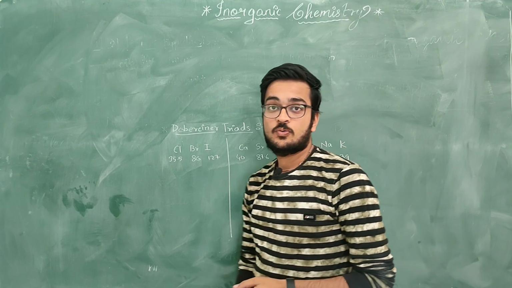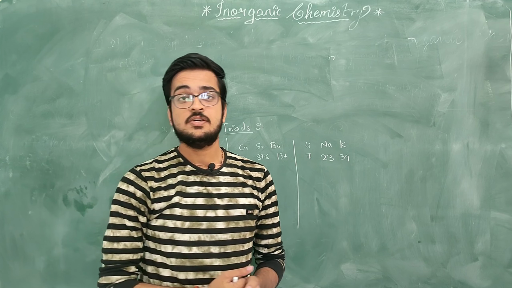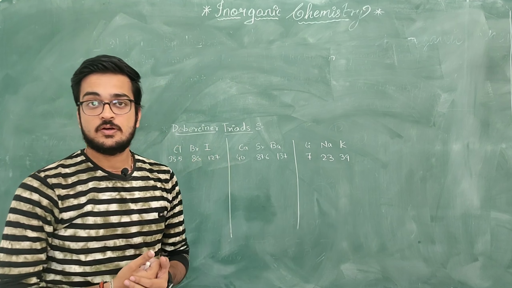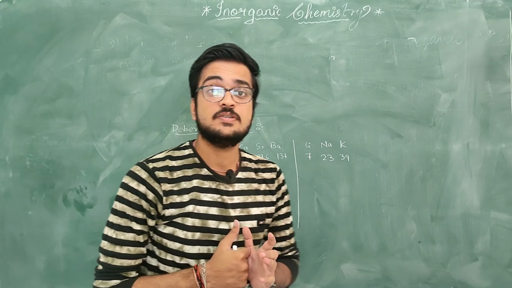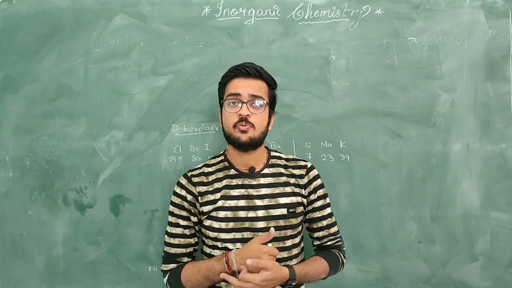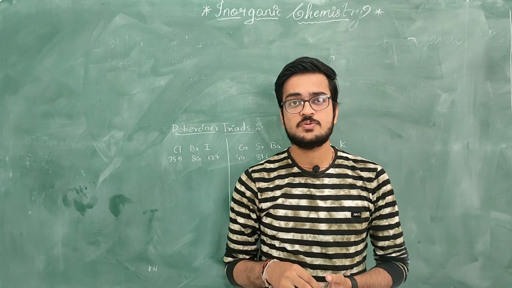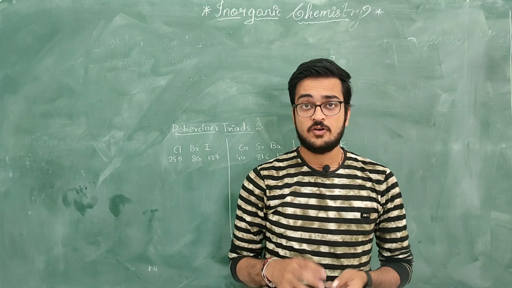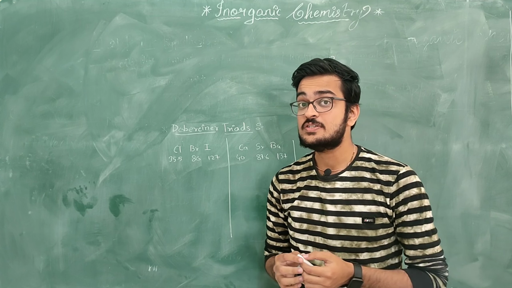Okay, so after Proust's hypothesis, obviously it was also rejected. So next came Dobereiner. He's a scientist and he named his law Dobereiner's triads. Why was it named triads? From the name itself you'll understand, triads means a group of 3, obviously. So that was the interesting fact about his law.